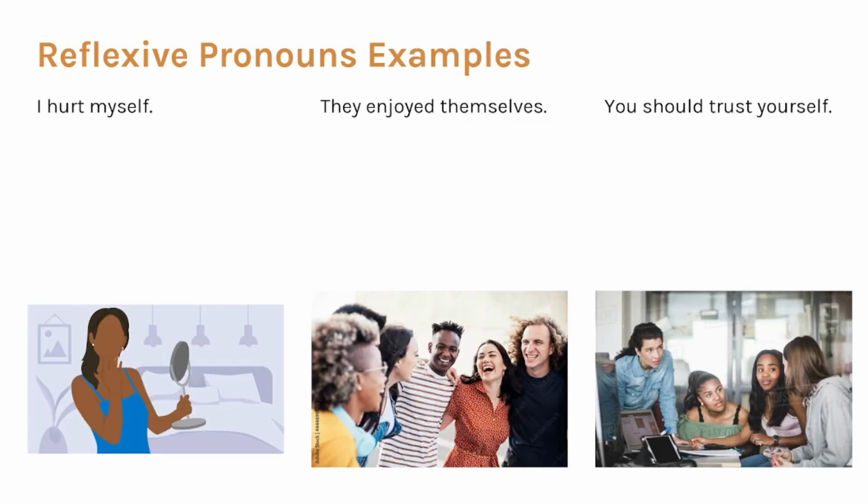Okay, if you look at this, we have I, I, had myself. That's an individual, singular. They enjoyed themselves. Talking about many people, themselves. And then you should try yourself.